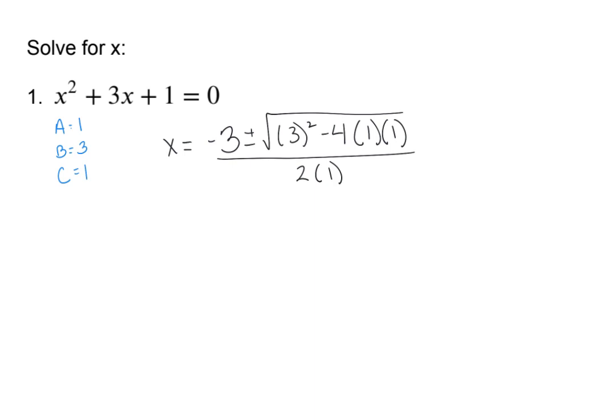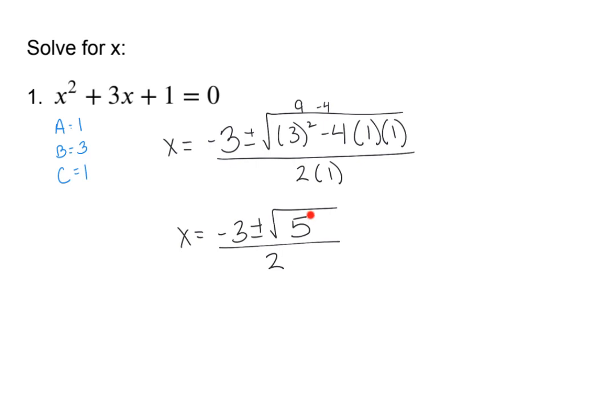Personally, at this point, I like to take whatever's under the root and just simplify it up here. It saves me from rewriting everything. 3 to the second power is 9. 4 times 1 is going to be 4. So I can see under the radical I have 9 minus 4, or 5. So let's rewrite that. Under the radical we really have a 5, and 2 times 1 on the bottom is just 2.